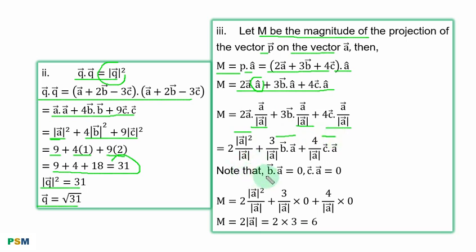Note that B dot A is equal to 0. C dot A is also equal to 0. If you replace this term with 0, this term with 0, you have this result. So everything here becomes 0. You are left with this. When you simplify this term, you have 2 times the magnitude of vector A, which is 3. So you have 2 times 3 equal to 6.